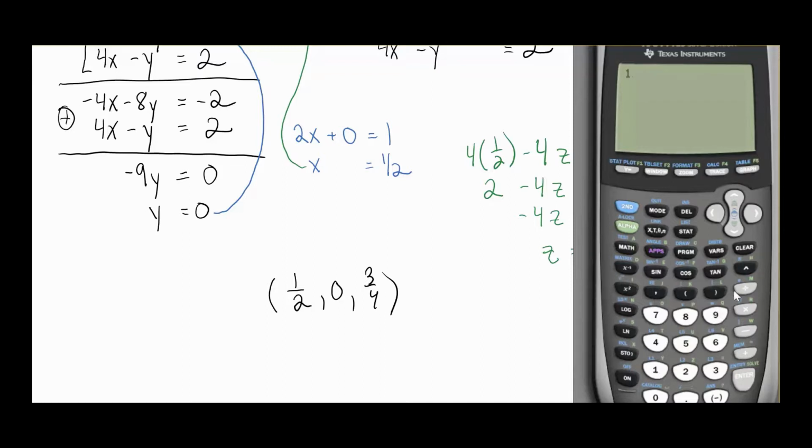We're going to convince the calculator that the x value is 1/2 by typing 1/2 followed by store, which is right above on. And then I'm going to type x by doing alpha x. Enter. I'm going to convince it that the y value is 0 by doing 0 store alpha. The number 1 has the y there. So we've stored 0 into y. And then I'm going to store 3/4 into z.